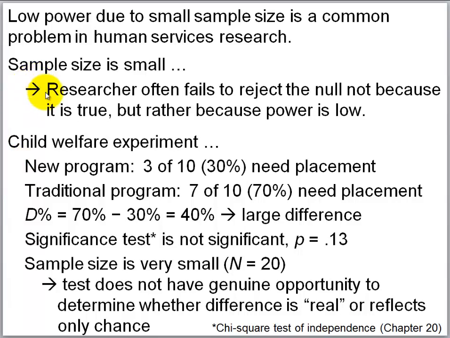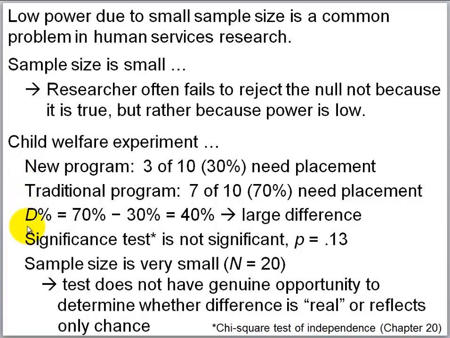So suppose that you're working in a child welfare setting and an experiment is carried out. We have a new program that's designed to prevent placement, and then there is a traditional program. And so what we see is 10 kids go to each of these interventions, and perhaps this is a placement prevention program, and what we see is much better results in the new program. Only 30% of our kids versus 70% in the traditional program need placement.